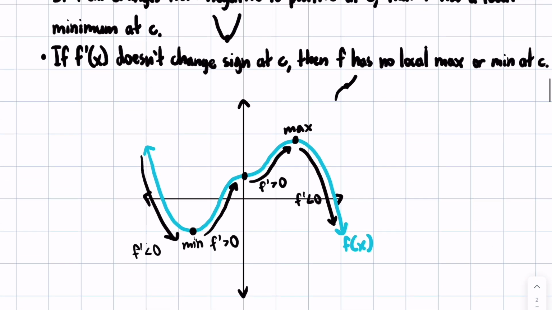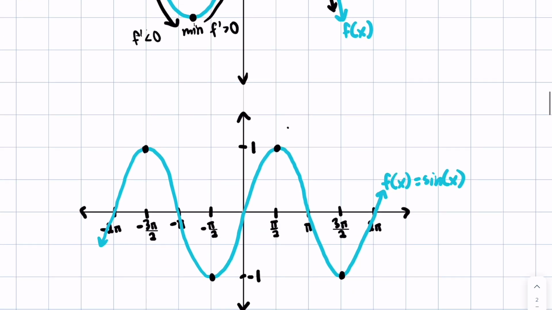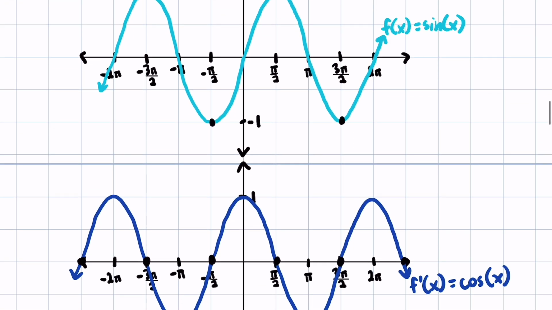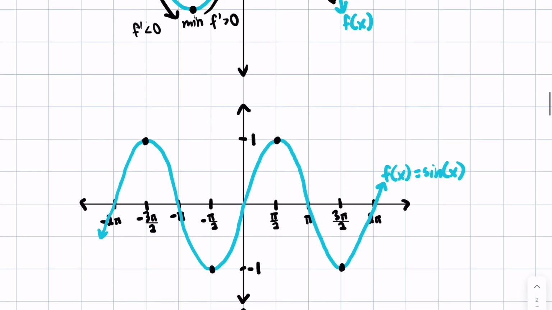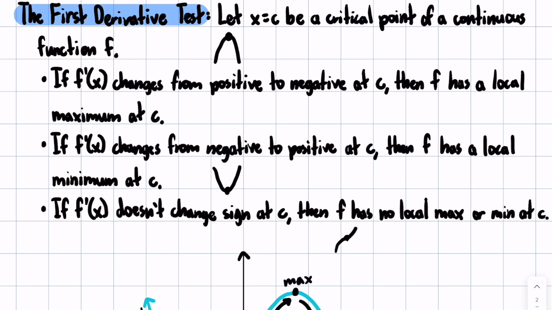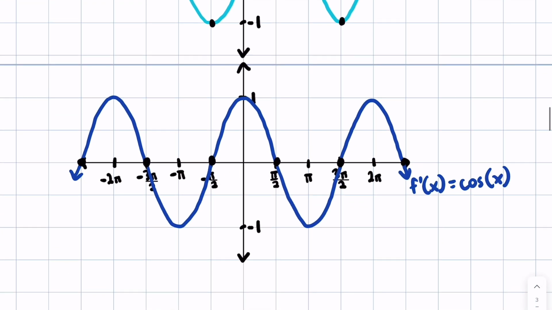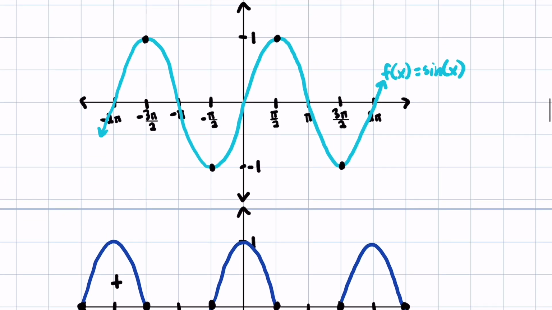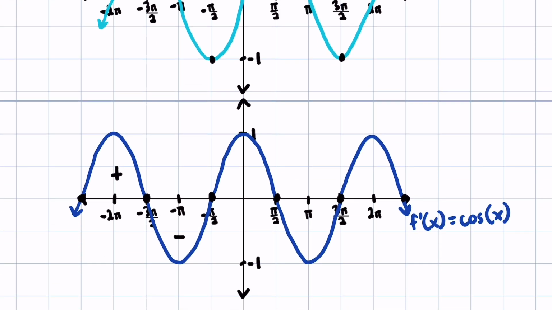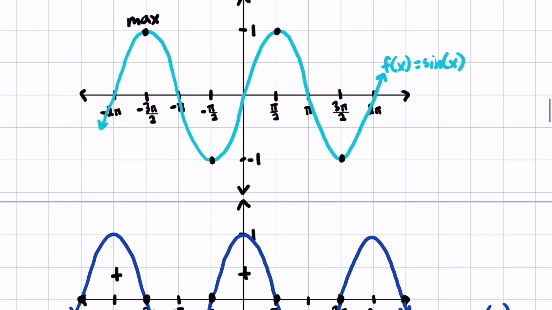Now, in order to tell if these points are maxima or minima, I mean, it's obvious visually, but we want to do it just based off of using the derivative, which is cosine. So we want to see the changes that cosine is making from positive to negative and from negative to positive. So at negative 3 pi over 2, we're changing from positive to negative, which means that sine is going to have a maximum there. At negative pi over 2, we're changing from negative to positive, so sine is going to have a minimum there, a local minimum.